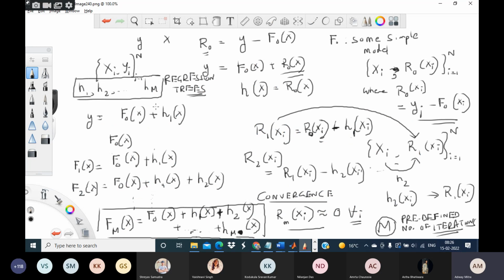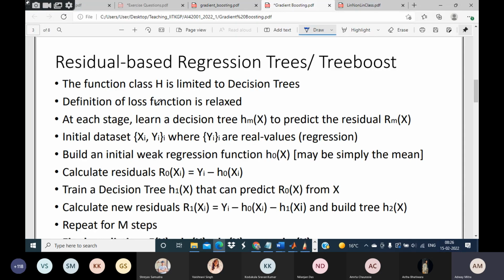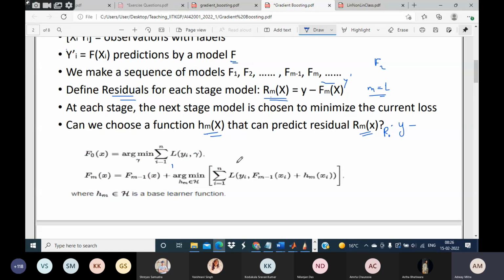So what loss function? In the formal definition, we are choosing the h in such a way as to minimize some kind of a loss function. That is a loss function between the actual yi and what has been the predicted yi till then. So they are compared using some kind of a loss function.